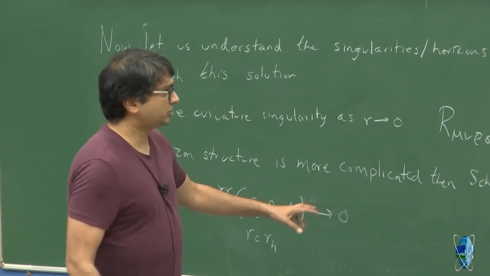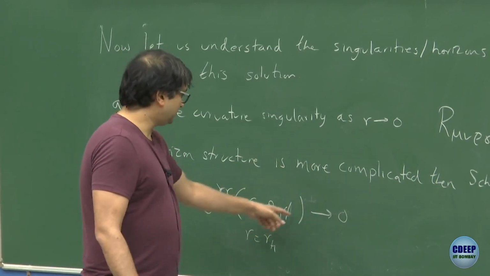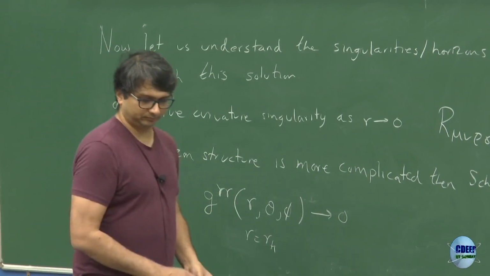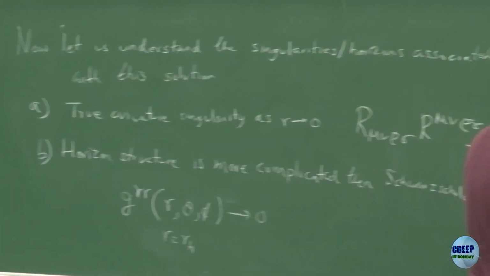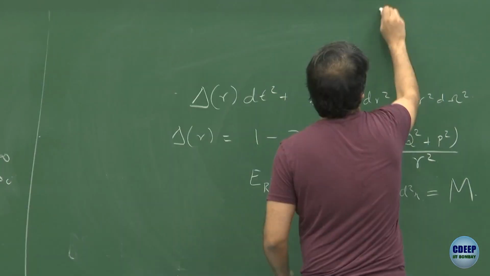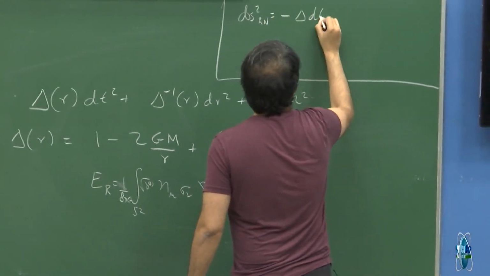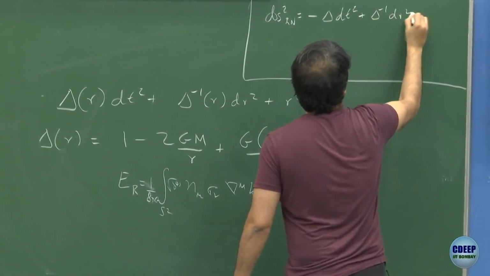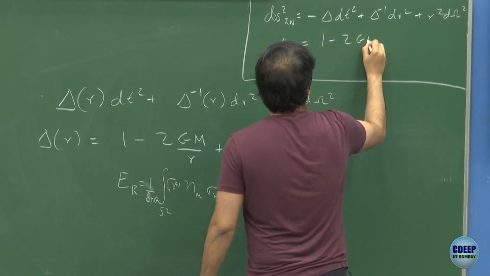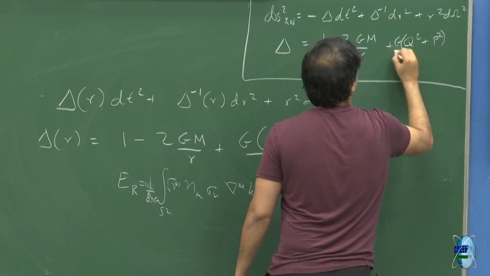We have made such a clever choice of coordinates where, since g_rr only depends on small r, it doesn't depend on theta, phi at all. For all theta, phi, it's automatically guaranteed that at some values of r, g_rr will switch sign, and you'll find a horizon. So just remember this form of the metric, or maybe I'll just write it up here. Minus delta dt squared plus delta inverse dr squared plus r squared d omega squared, and delta is 1 minus 2GM by r plus G times (Q squared plus P squared) over r squared.